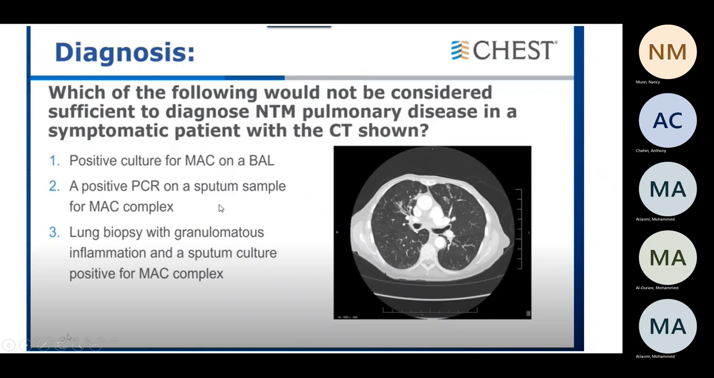Now, as of 2020, the positive PCR for MAC is not among the diagnostic criteria, and we'll go over the diagnostic criteria. So if you get this question, again being tricky, the most correct answer will be number two. Now, if you get one sputum positive, that does not qualify.